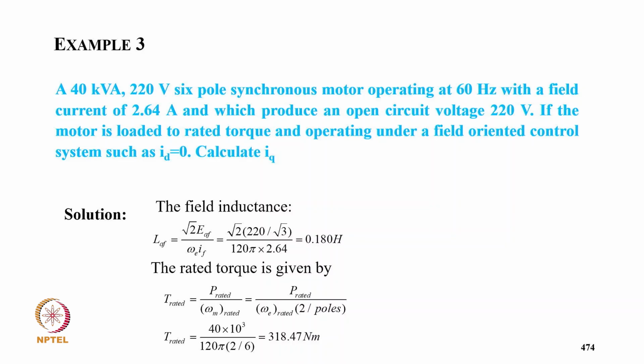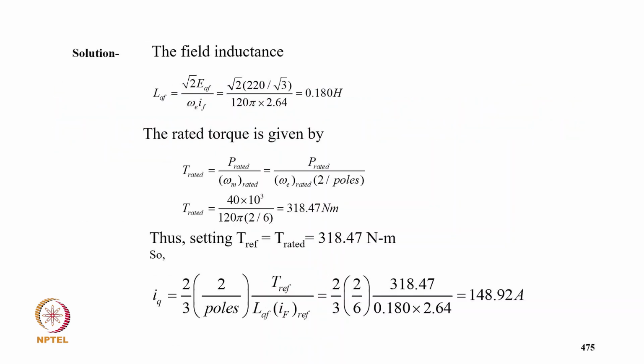Solution: the field inductance LF equal to root 2 EF upon omega IF, putting the value comes 0.18 Henry, and the rated torque is T rated equal to P rated upon omega, so it comes 318.47 Newton meter. Thus T reference is T rated, 318.47, so IQ equal to 2 by 3, 2 upon 4, T reference upon LF into IF into IF reference, so it comes 148.92 ampere.